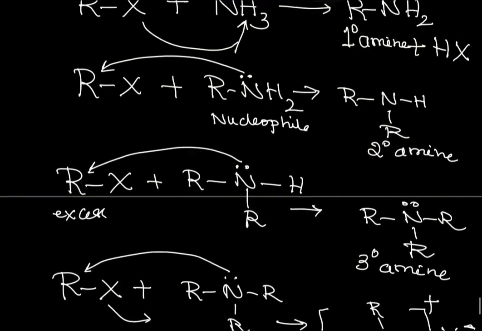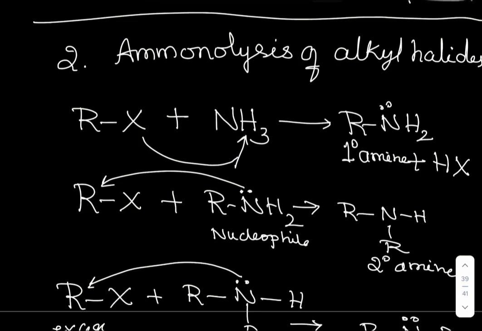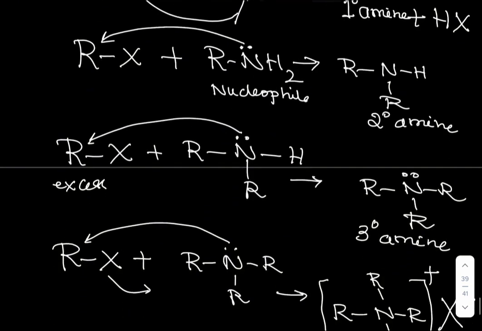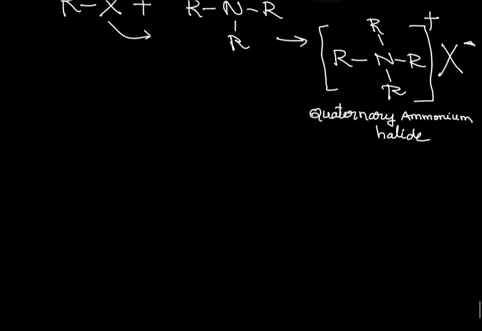This reaction is called ammonolysis of alkyl halide. This reaction is considered not very useful because we get a mixture of products: primary amine, secondary amine, tertiary amine, and quaternary ammonium salts. Separation is very difficult. Hence, it's not considered a good method. You can take one example of any alkyl halide and amine, and we can write it later.